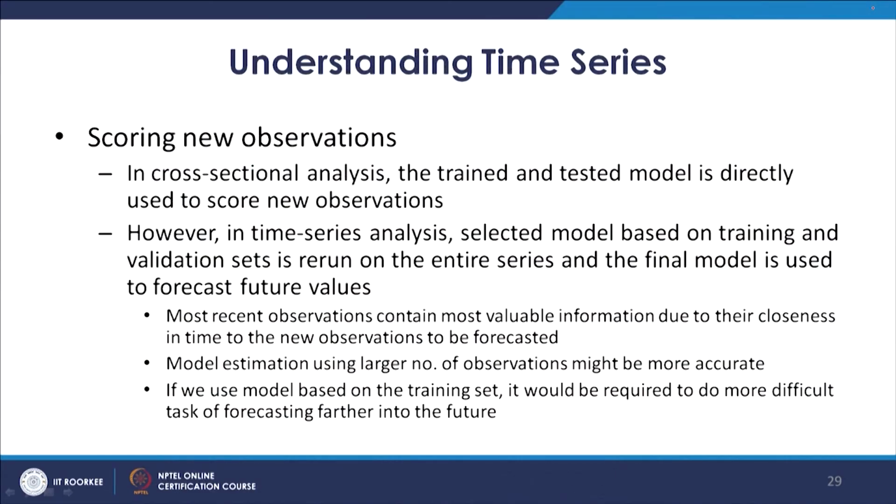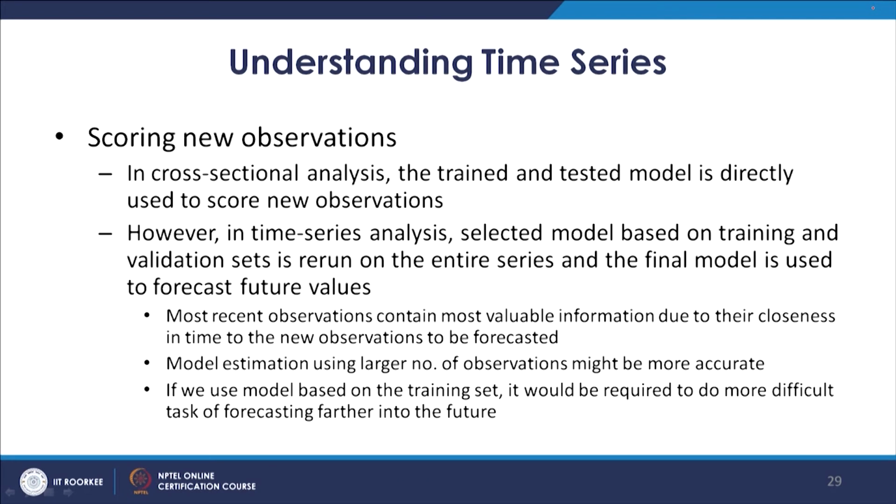Now, let us talk about scoring new observations. In cross sectional analysis, once the model has been trained and tested, it can be directly deployed to score new observations. However, the same thing is not really recommended in time series. As you can see in the second point, in time series analysis, the model selected based on training and validation sets is rerun on the entire series, and the final model is used to forecast future values. Why is this done? Let us understand.